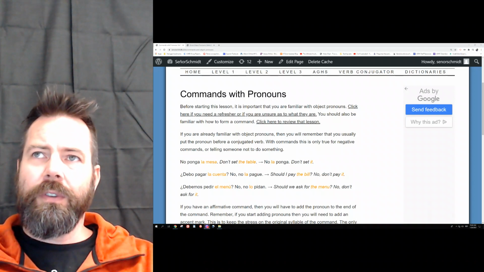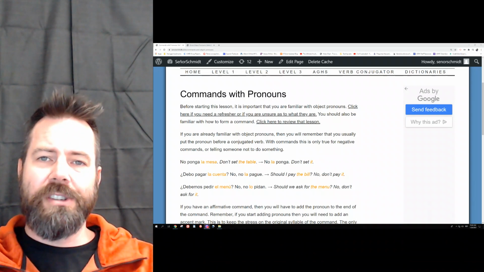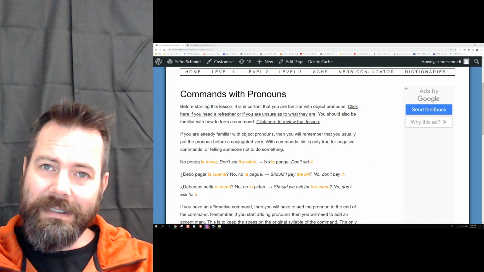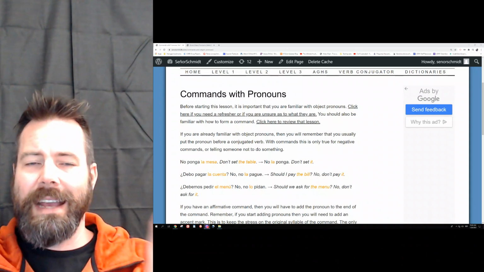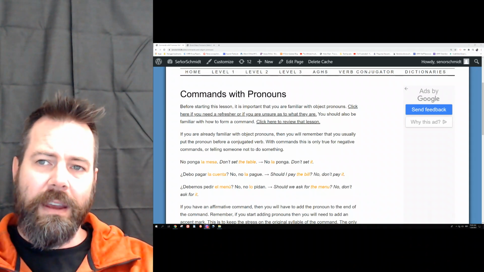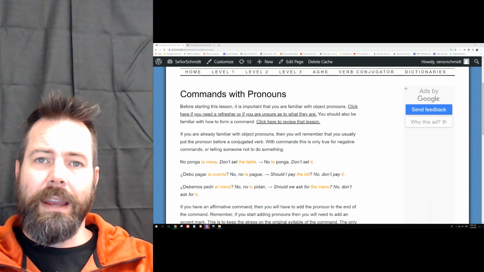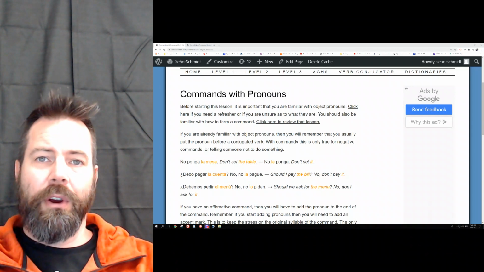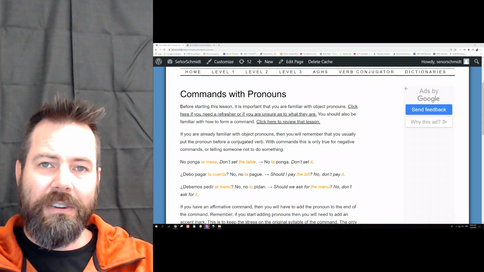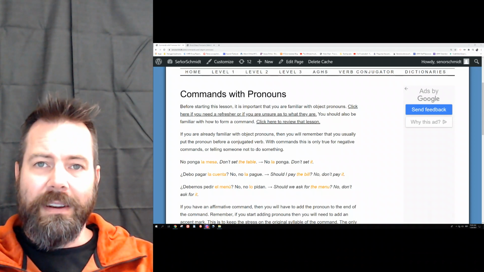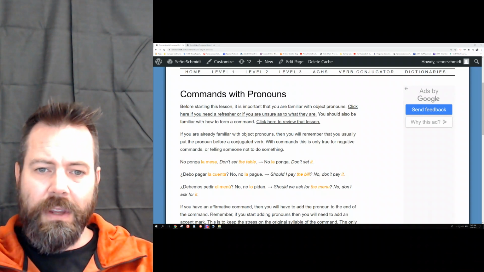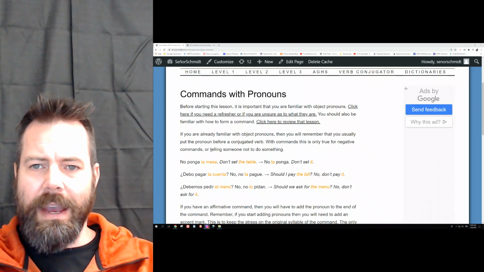When you learn those, you learn to always put those in front of a conjugated verb unless, and the only times you would put them on the end or attach them to the end of a verb is if it's the infinitive, like decirlo, that progressive tense, like diciéndolo, or a positive command, like dilo. Okay, so let's look at some of the examples that we have.